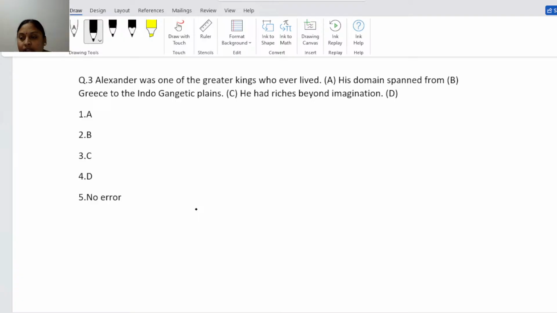So here also we have to go for the superlative degree of the adjective. So superlatively we have to compare. Alexander is the greatest king, we know that. So here the superlative degree will be considered. So accordingly the statement will come, this A. So greatest king.